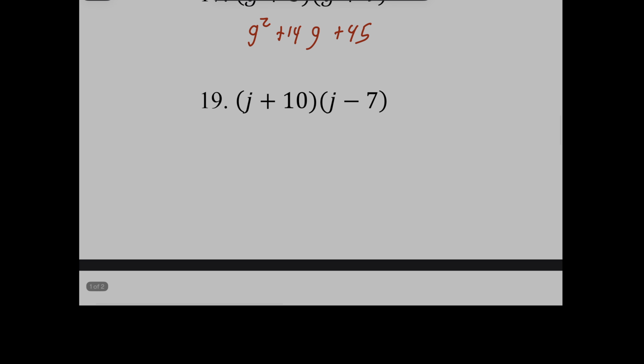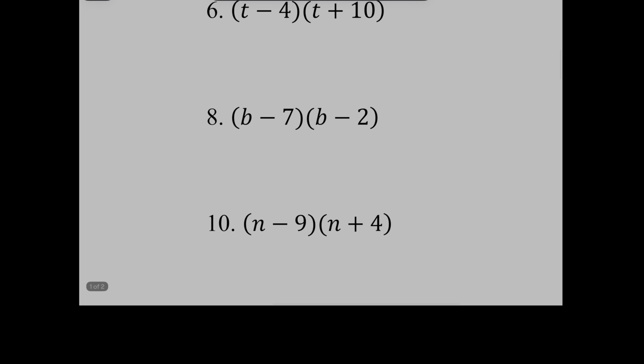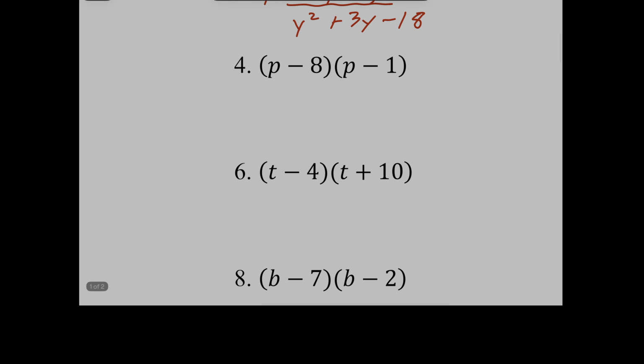Okay, number 19, I'm going to get a j squared, and I'm going to get a j. When I add, it's positive 3. When I multiply, it's negative 70. Okay, let's go ahead and go to the other column over here. I'm going to go to number 4.